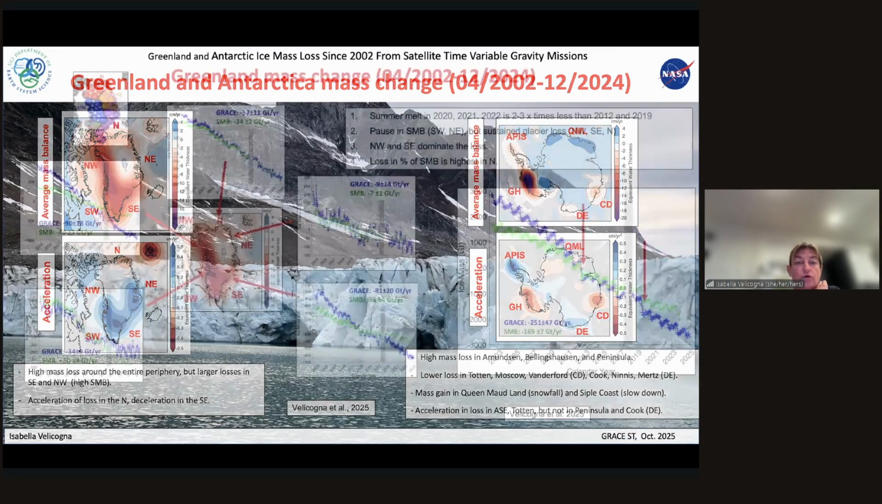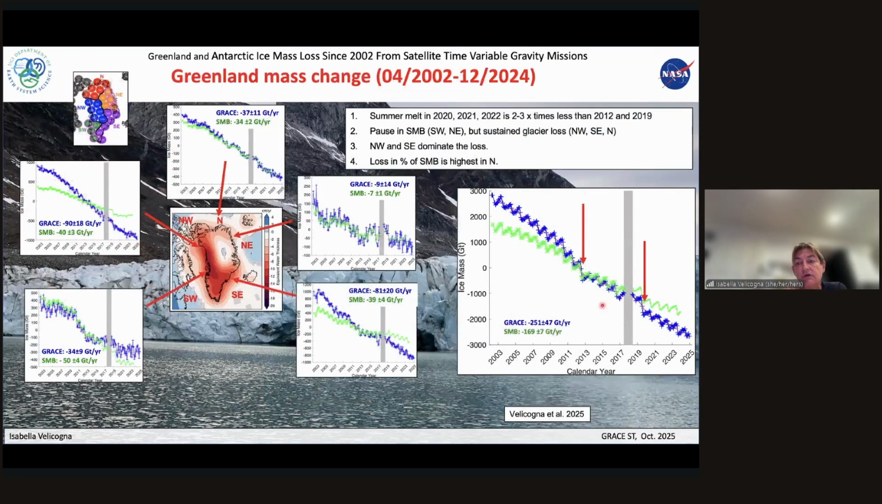So if we look at the different regions, again, here are the two big melts. We can see that after 2010 there's a change in regime. We have a series of smaller melting summers after 2012, but even more significant after that, the summers of 2020, 21, and 22 are about two to three times less than those of 2012 and 2019.